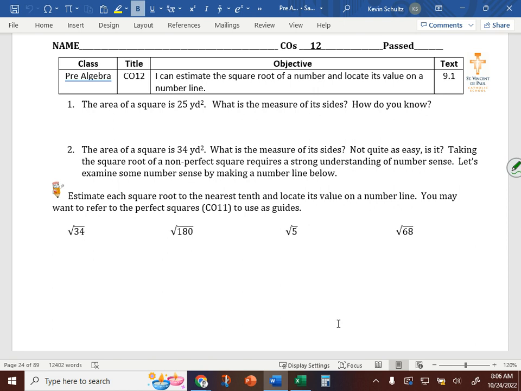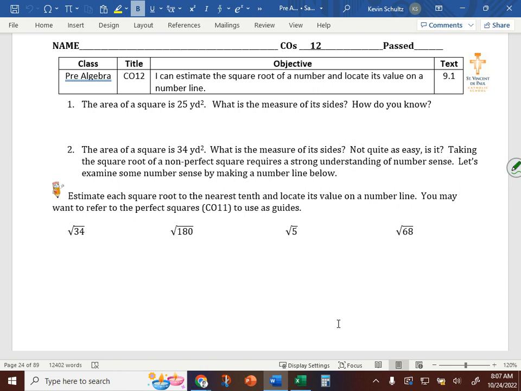So if you look for 34 on that chart in CO11, you're not going to find it. Right? You see a root 36, which is close, but you're not going to see a root 34. You won't see a root 180. You won't see a root 5. You won't see a root 68. Right? So how can we estimate these values using what we learned in CO11? That's the goal for today.